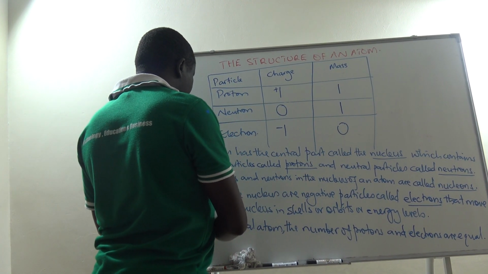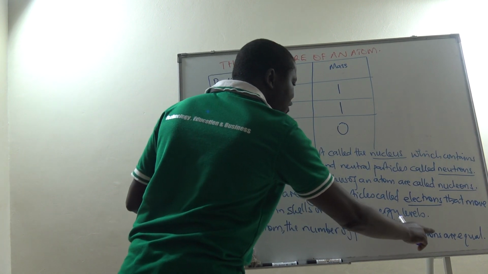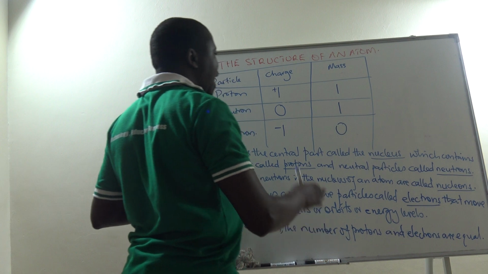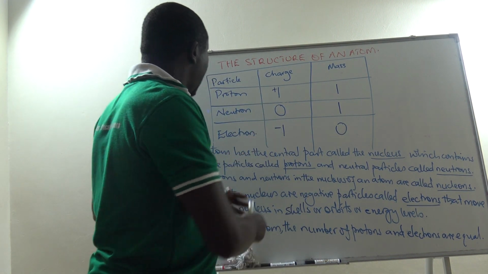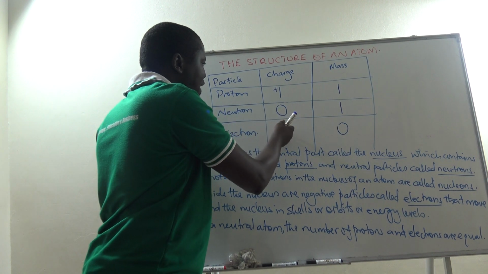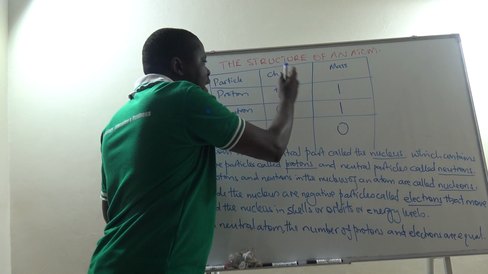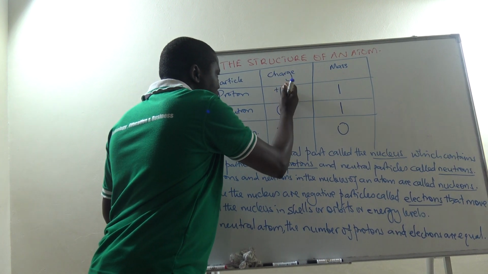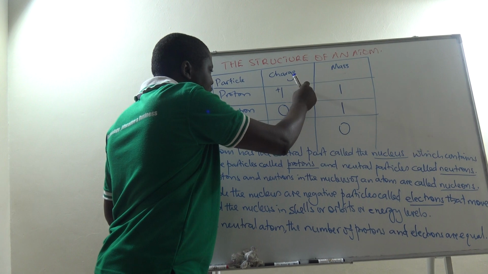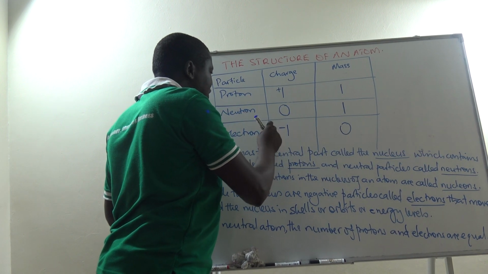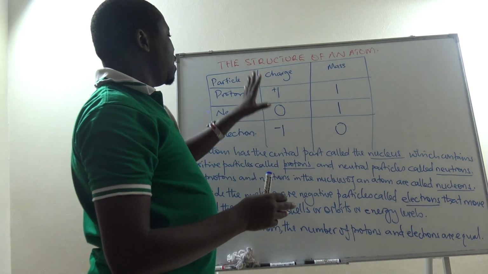So we have finally here that in a neutral atom, the number of protons and electrons are the same, and that makes an atom neutral, because the positive particles and the negative particles simply cancel since they have equal numbers of charges. In this case, if I have 10 protons, it means I have 10 positive charges, and 10 electrons, 10 negative charges, they simply cancel, and the atom remains neutral.